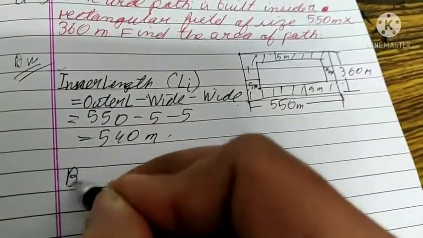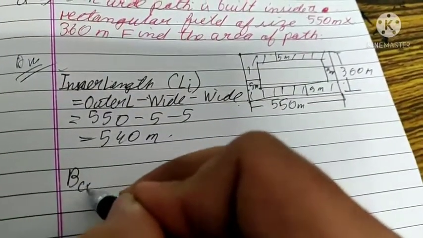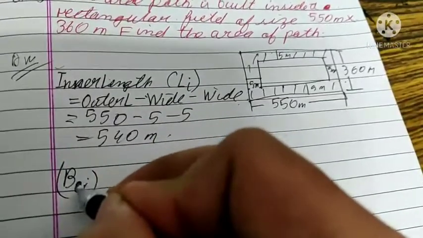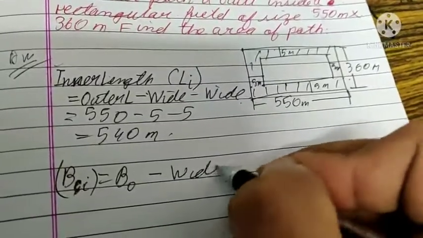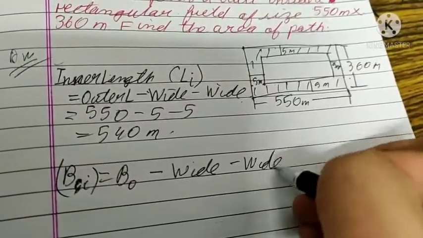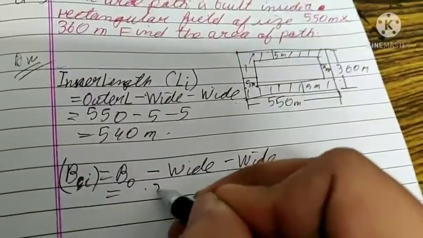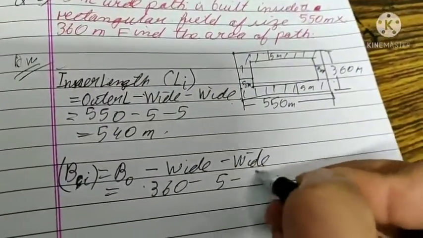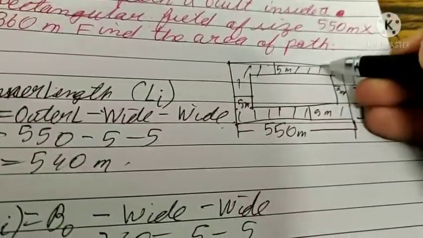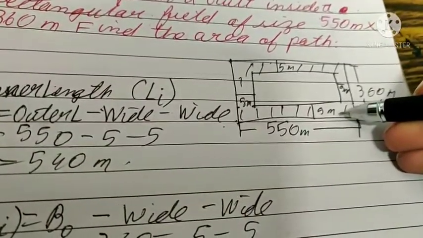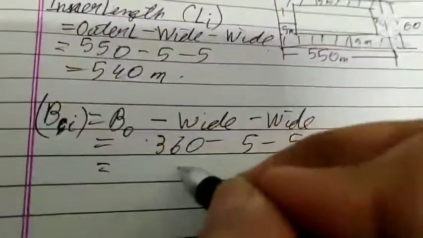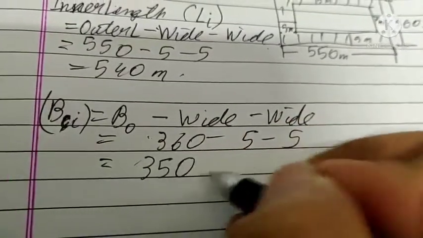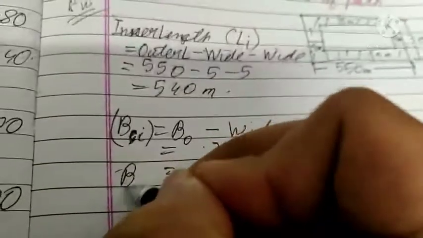In the same way, breadth of inner portion will be equal to breadth of outer minus width minus width, so it is 360 minus 5 minus 5. If again you have to calculate the outer portion, it will be inner plus width plus width, okay? For outer you will add, and for inner you will subtract them both. So it is 350 meters. It is the breadth of inner.